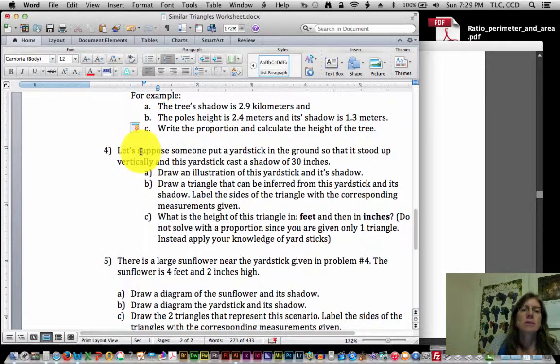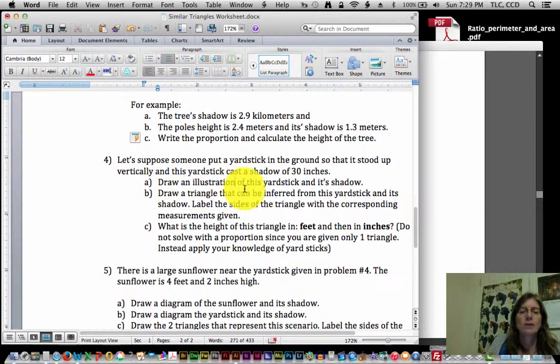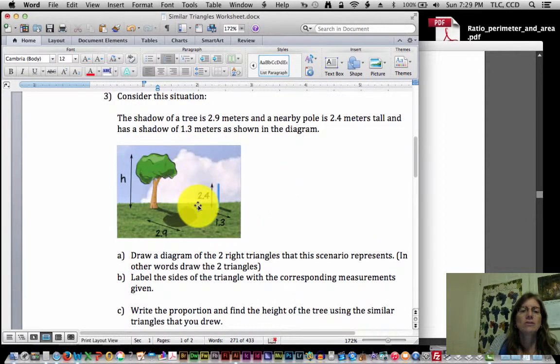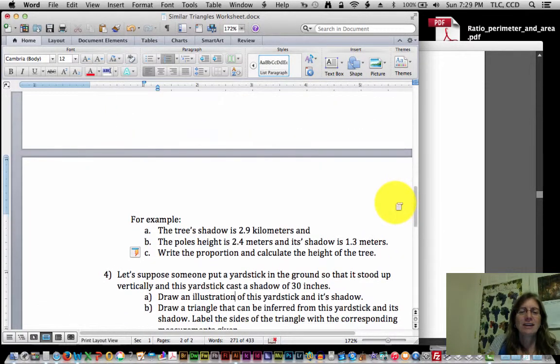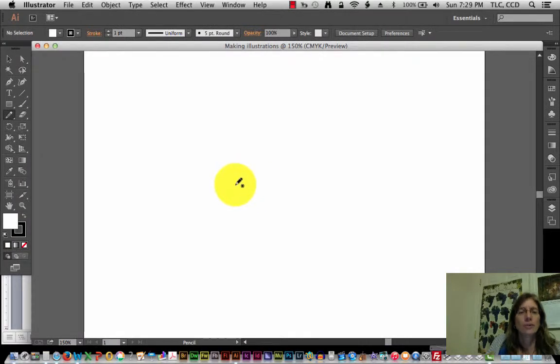So it says, let's suppose someone put a yardstick in the ground so that it stood up vertically. And this yardstick cast a shadow of 30 inches. You're trying to draw an illustration of this yardstick and its shadow. So much like the earlier situation, we're going to draw an illustration of a yardstick with a shadow. The yardstick is in the ground and it's vertical, so you can say this represents the yardstick.